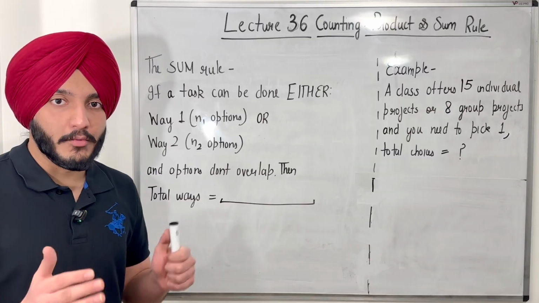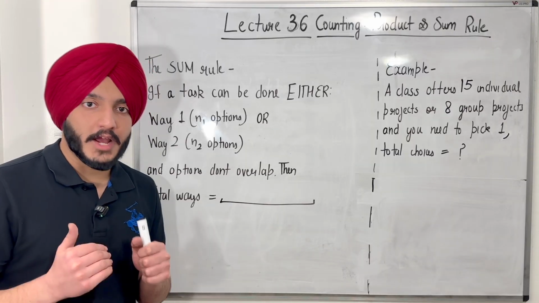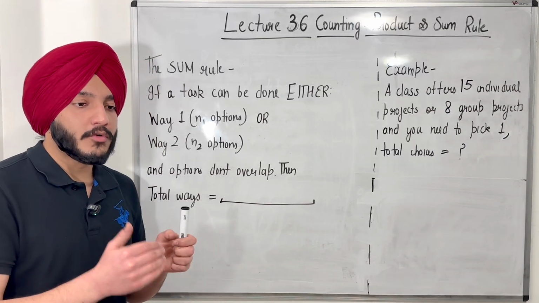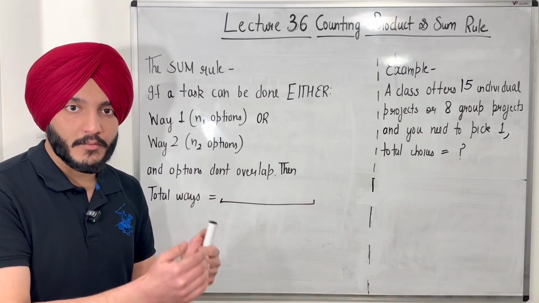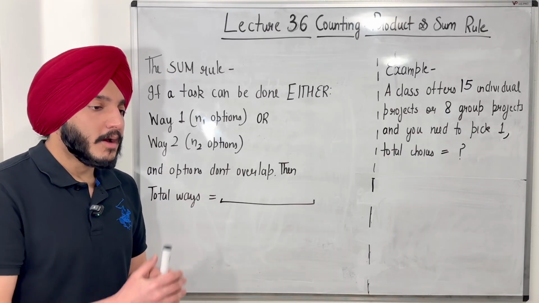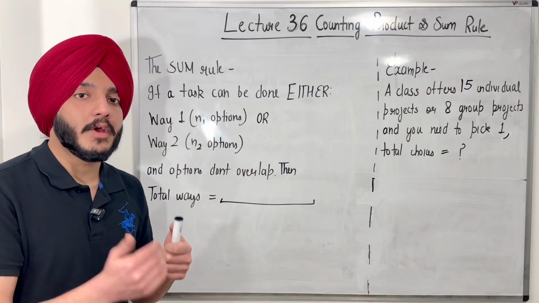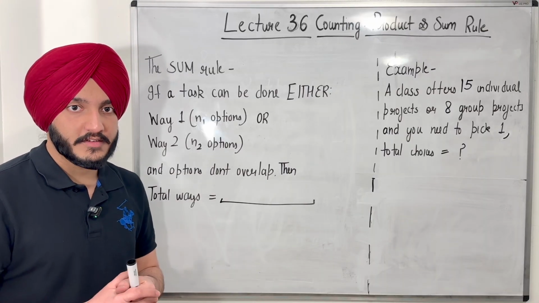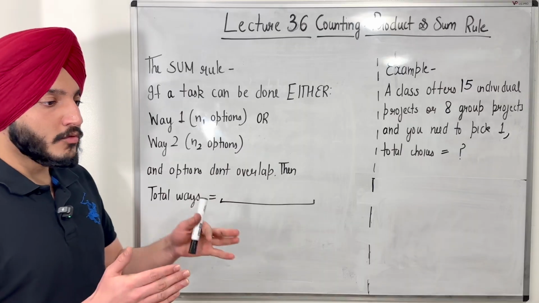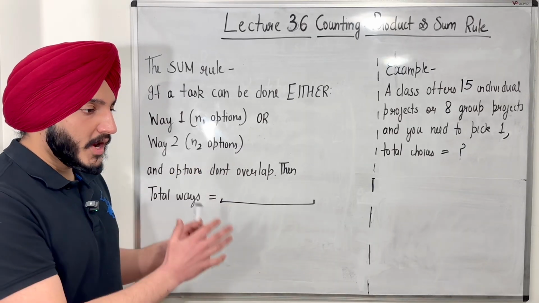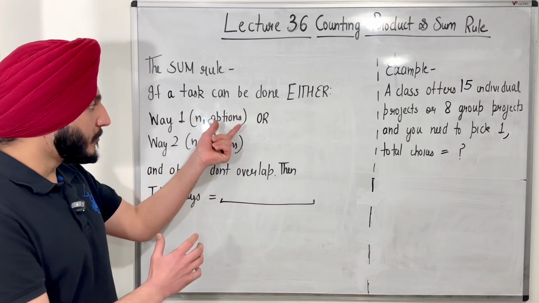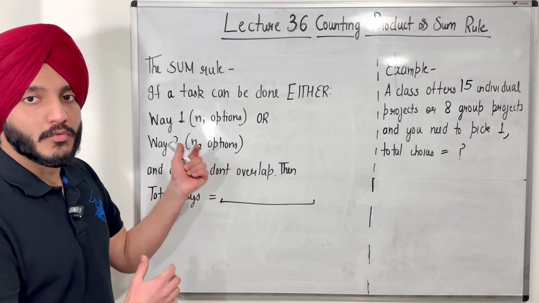You can't pick both. If you remember, last time in the product rule, I told you that you have step 1 where you have n1 ways to do it, and after that, you also have to do step 2 where you have n2 number of ways. In this case, I tell you, you have to only pick one. You either pick way 1 or way 2. Way 1 you can do in n1 options, and way 2 you have n2 options.